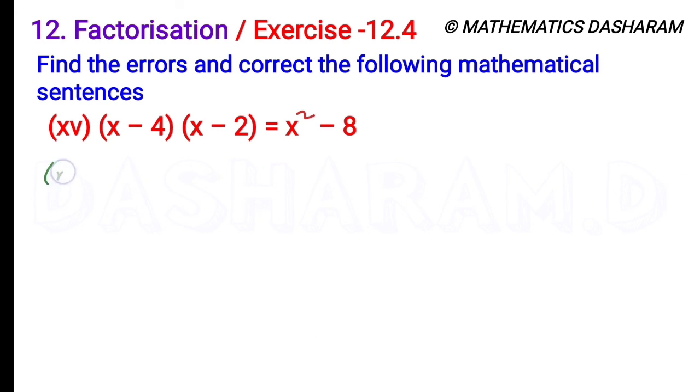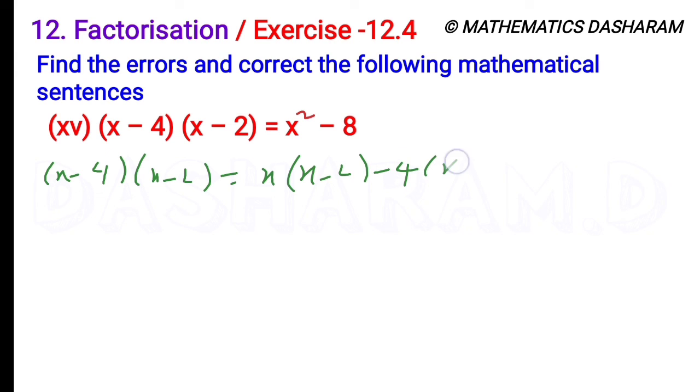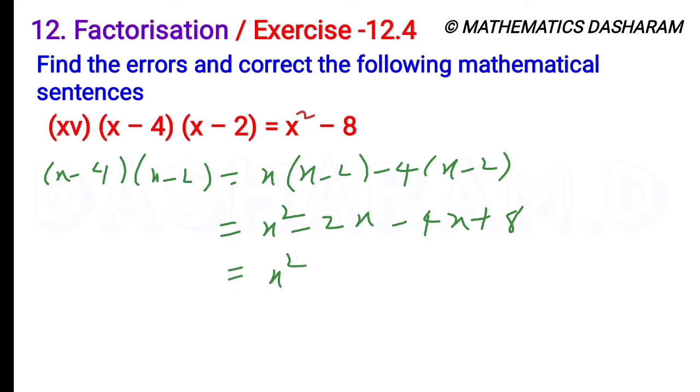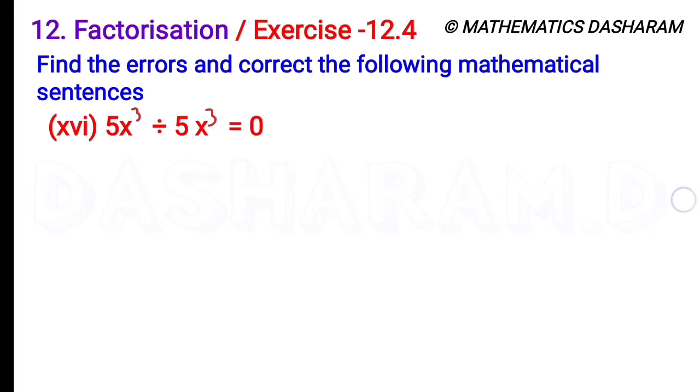15th problem: (x minus 4) into (x minus 2). So here x into (x minus 2) minus 4 into (x minus 2). x into x minus 2 is x square minus 2 into x is 2x, minus 4x. Here minus into minus is plus, 4 twos are 8. So x square minus 2x minus 4x is minus 6x plus 8. So it is not equal to RHS.